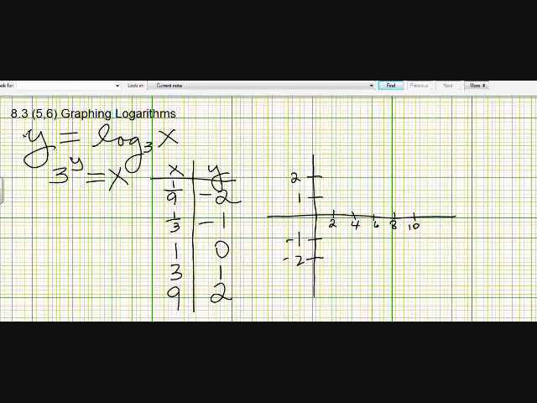From the origin, I go over 1/9, go over very little, and go down 2. Put a dot. For the next point, I go over 1/3, still pretty small, and down 1. For the next one, I go over 1 and put that on the x-axis. Then I go over 3 and up 1, and over 9 and up 2, and there's my last dot, and there's my log base 3 of x function graphed.